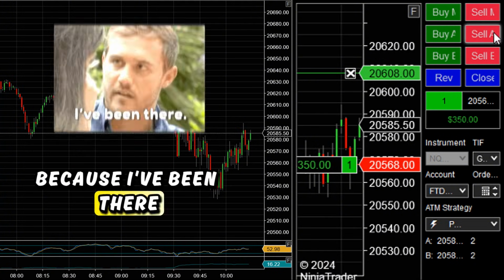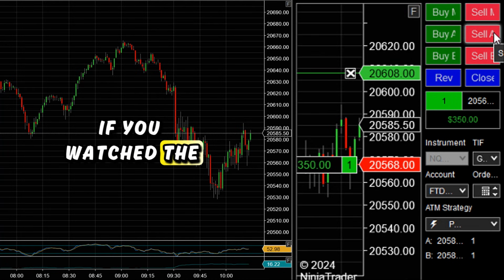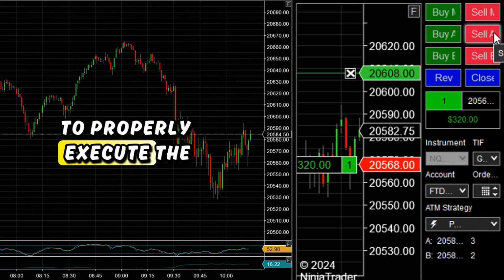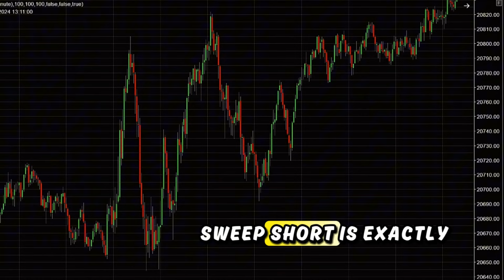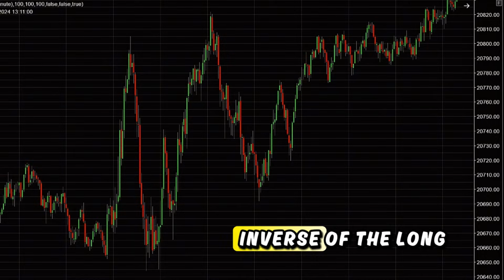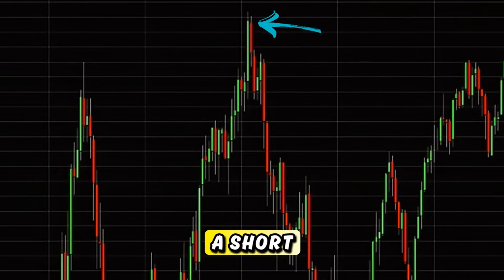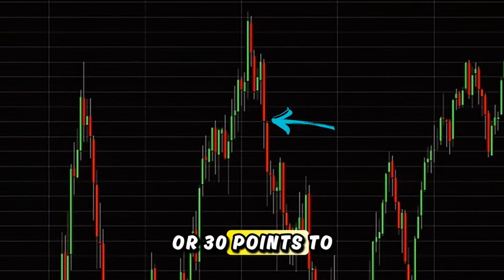Because I've been there. But the good news is, if you watch the entire video till now, you have the 7 keys in your hand to properly execute the liquidity sweep strategy. Sweep short is exactly the same, but only on the inverse of the long. Like right here, it sweeps to the upside, you immediately hit a short, and you lock in a 10 to 20 or 30 points to the downside.